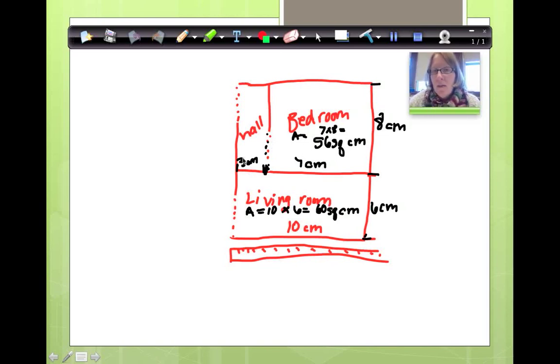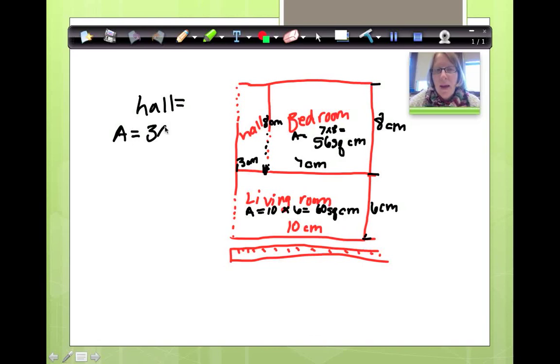Now, can I find the area of my hall? Sure I can. I know the opposite sides are the same, so I know that this whole side right here is going to be 8 centimeters. So this tells me that the hall, I got to come over here, I don't have enough room. The area of my hall is a 3.